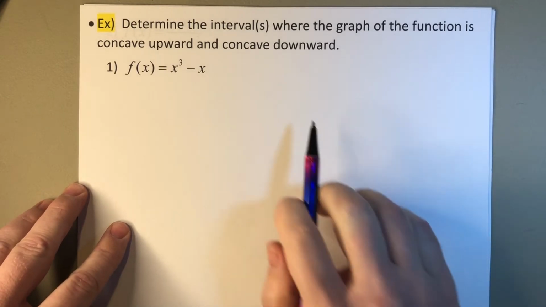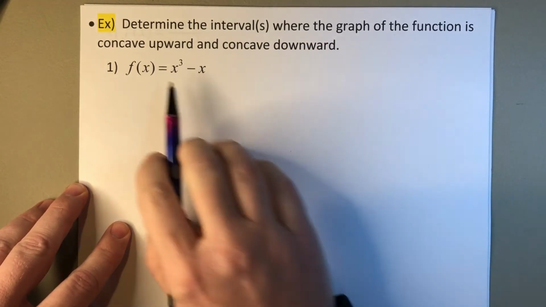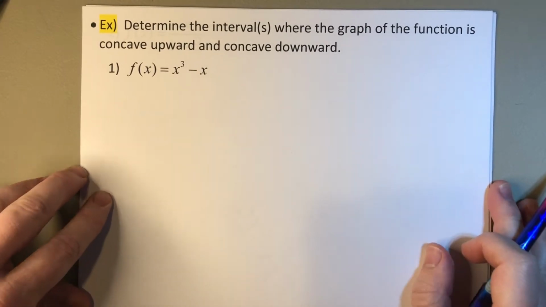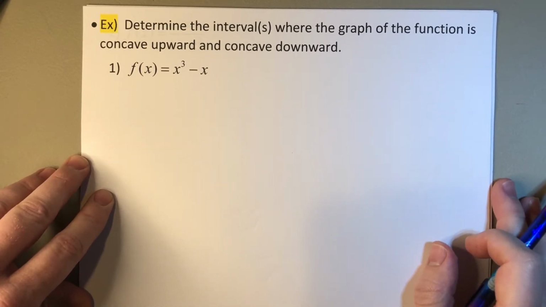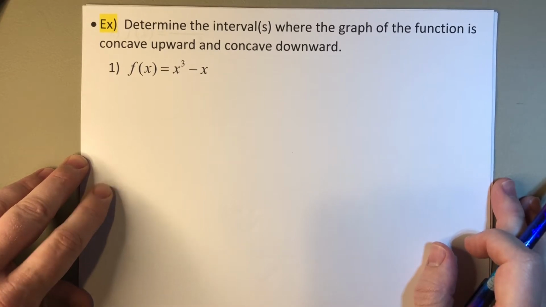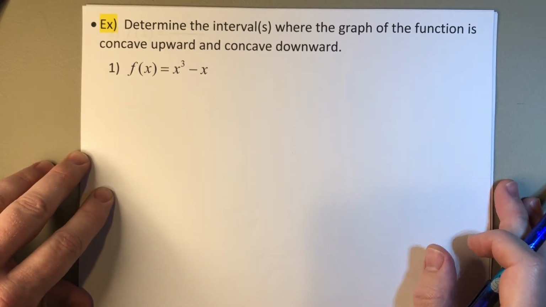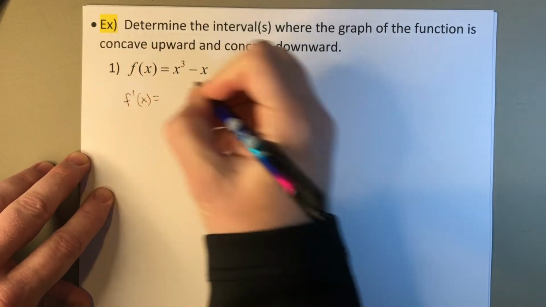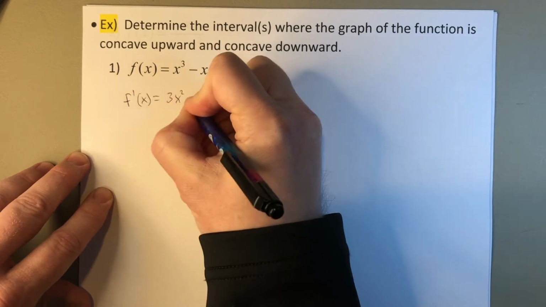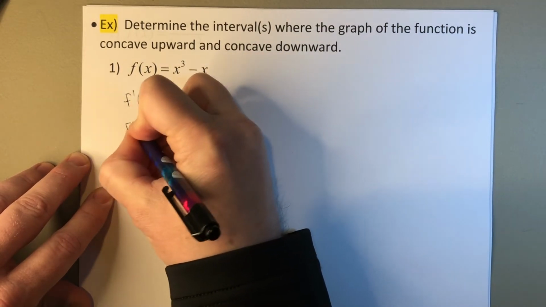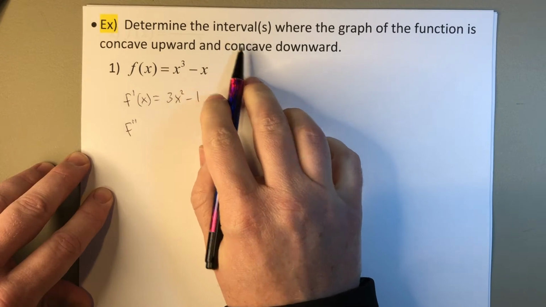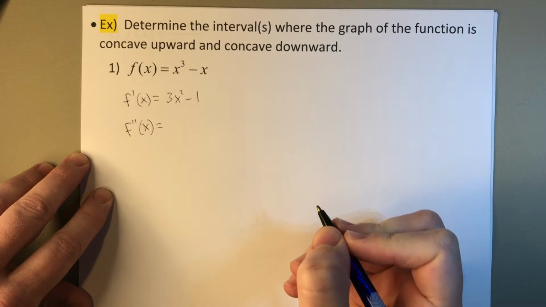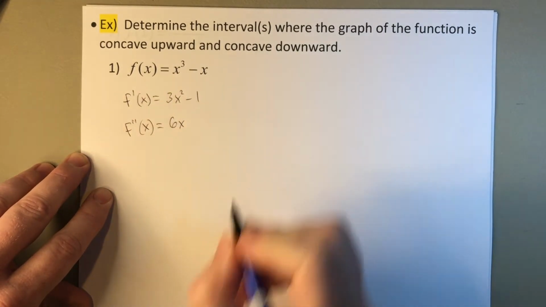Number 1, determine the interval or intervals where the graph of the function is concave upward and concave downward. Here is the process, and I hope you see the similarity to what we did in section 10.1. First move is to come up with the first derivative. So the first derivative here would be 3x squared minus 1. And then, because we're looking at intervals of concavity, you have to come up with the second derivative, which in this case is 6x.